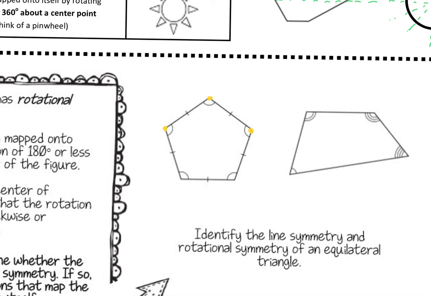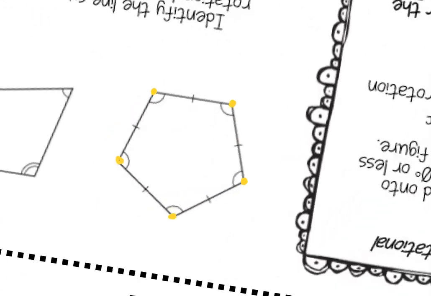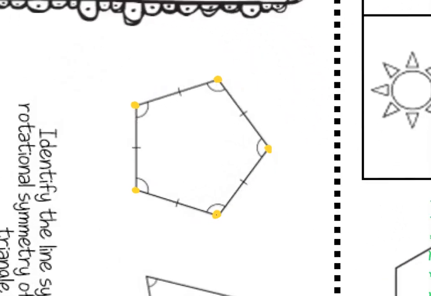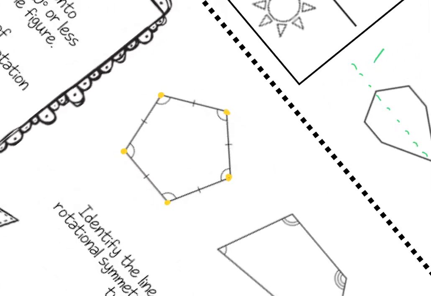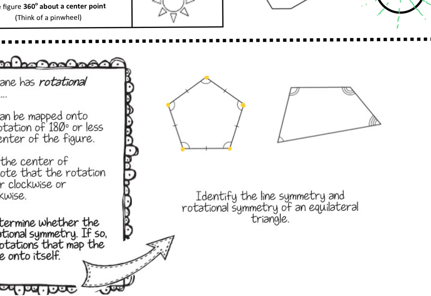So each of these little points here, when you rotate it, should look exactly the same. There, it looks exactly the same as what we started with. There, and there, and there, it looks exactly the same, and then we're back at the beginning. So this does have rotational symmetry, right? I'll just put yes to rotational symmetry. As a matter of fact, it has 4 different points of rotational symmetry. There's 4 times that shape maps itself onto itself while rotating it.